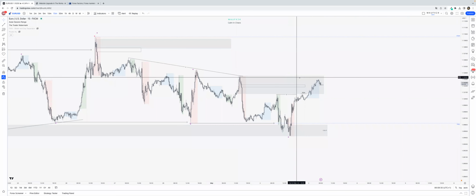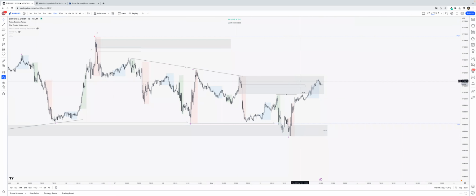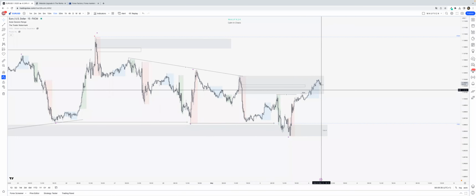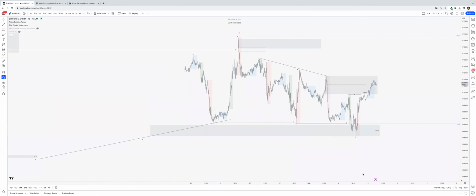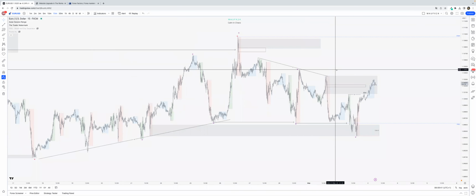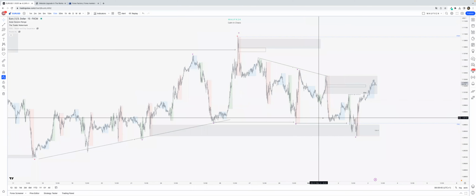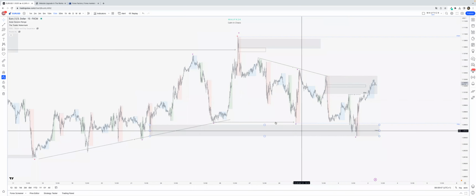But yeah, this is pretty straightforward. Following the structure, I want to short here. If that doesn't happen, then I will look at these areas, this liquidity, and see how we move from there. And actually take off this one.